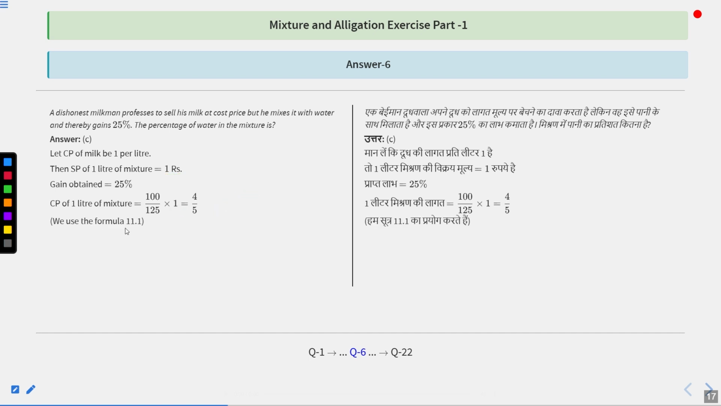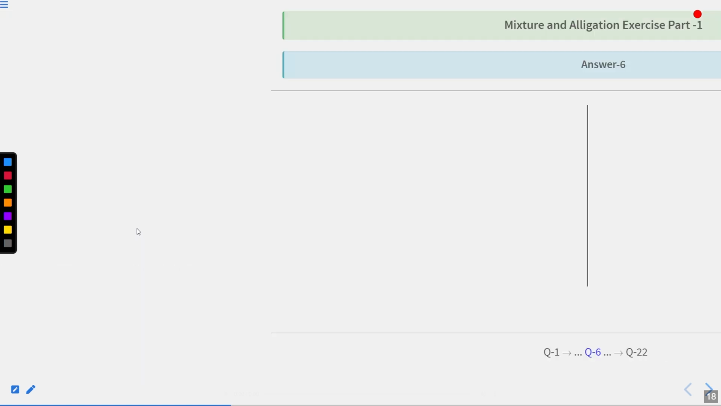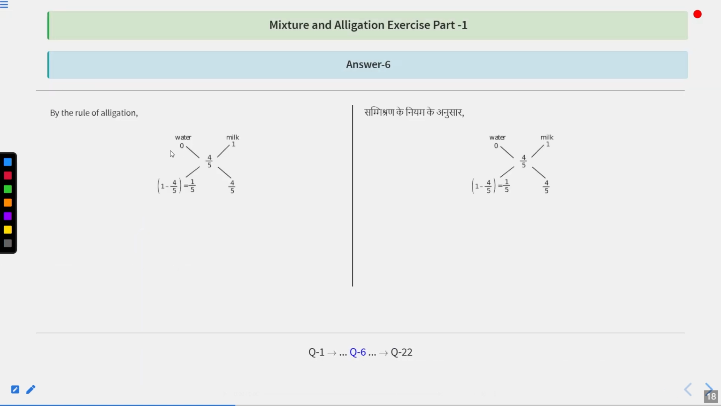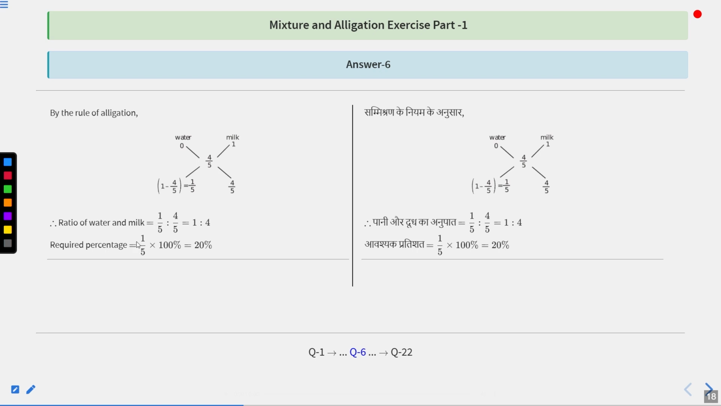So now again we can use the allegation formula. Now water is freely available, so we put the price of water as 0. Milk price is 1 rupee. And when they mix, the average price becomes 4 by 5. So what will be the ratio? When we calculate it, we get 1:4. Water is 1 liter and milk is 4 liters. Clear? Next one. So what is the percentage? 1 by 5 multiplied by 100, so it becomes 20%. Clear? Next.